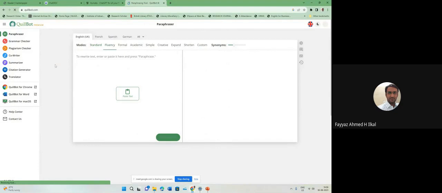And there are so many benefits here. On the left side, you can see paraphraser, grammar checker, plagiarism checker, and then co-writer, summarizer, citation generator, translator, and so on and so forth. And you can add it as an extension on your Google Chrome, as well as on your Microsoft Office Word and Macintosh also.